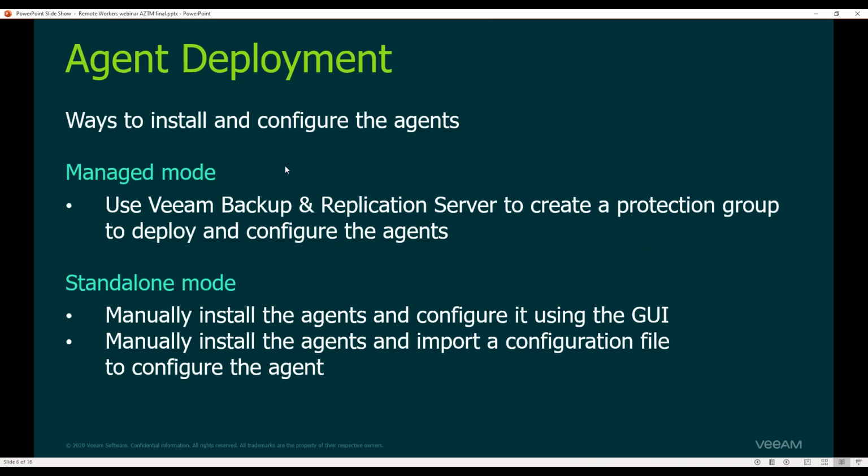Next, we have the agent deployment options. This is how we're going to actually install and configure the agents to then apply into a backup job. So the first one is managed mode. That's that centralized management from the Veeam Backup and Replication console, and it's utilized through a protection group, a container that houses the machines to then deploy the agent to, which we'll go over a little bit more here shortly.